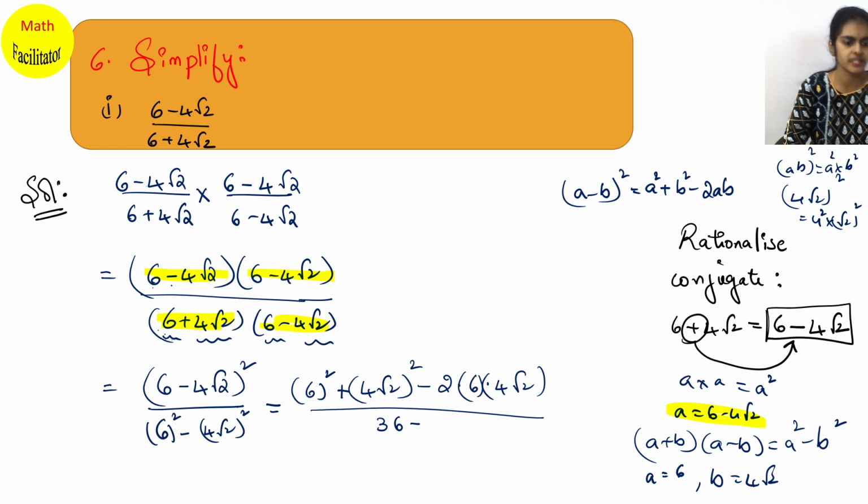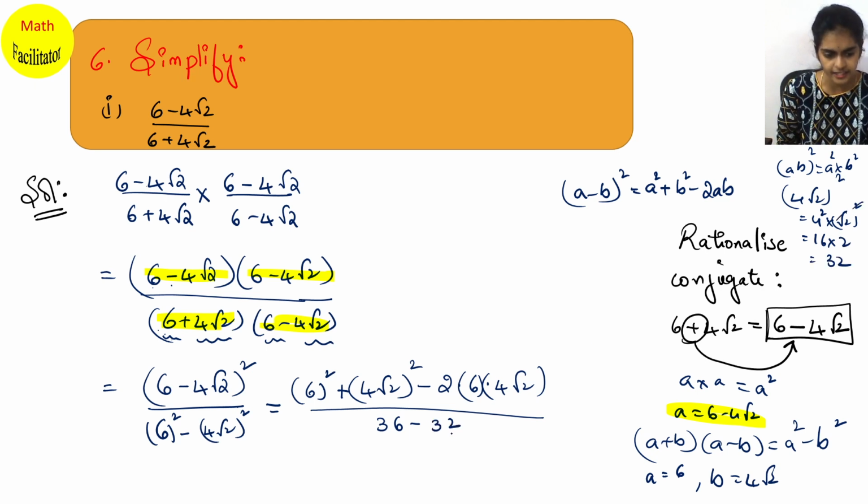Yes, now I hope it is visible. So this you can write it as 4 square into root 2 whole square. So 4 square is nothing but 16. Root 2 whole square is 2. Square and square root cancel. So 16 into 2 is 32. So denominator here it is 32.